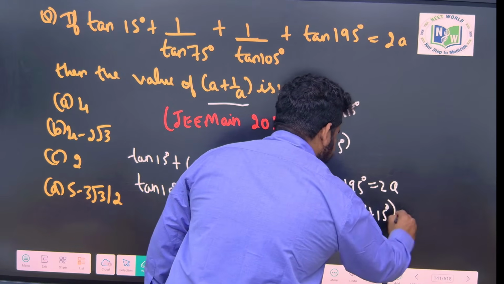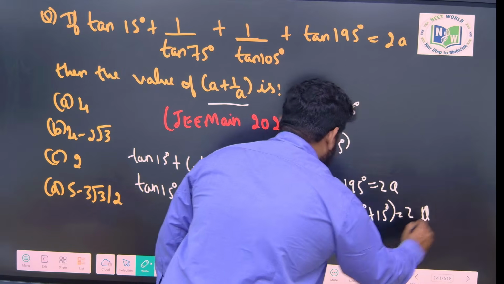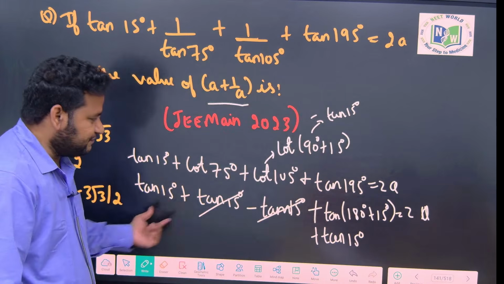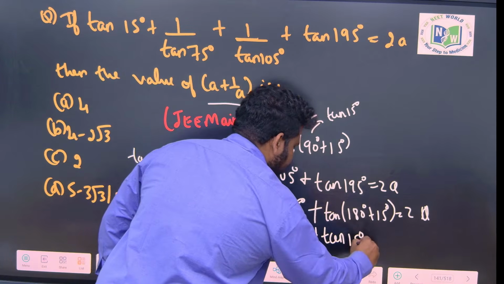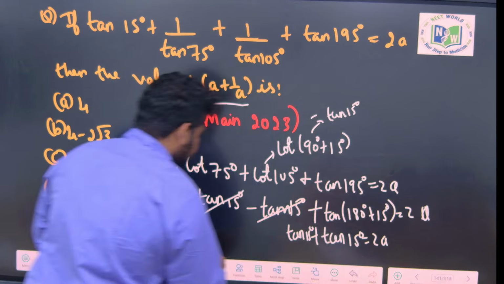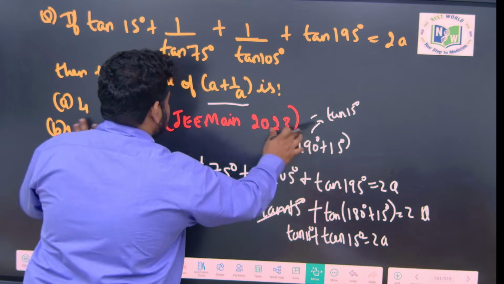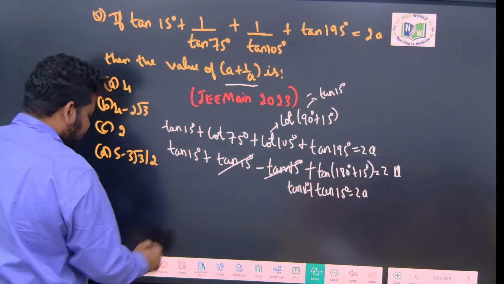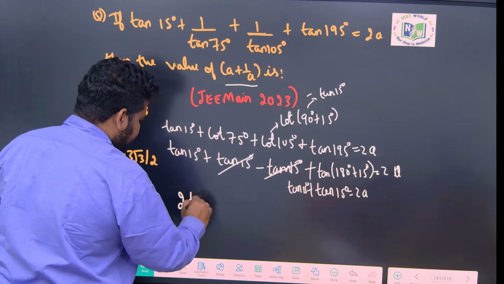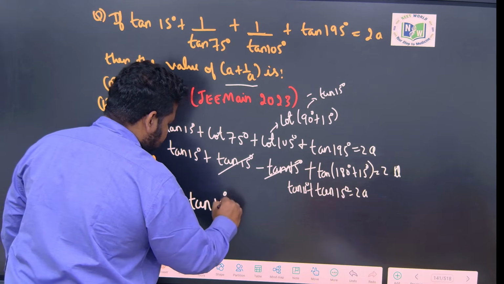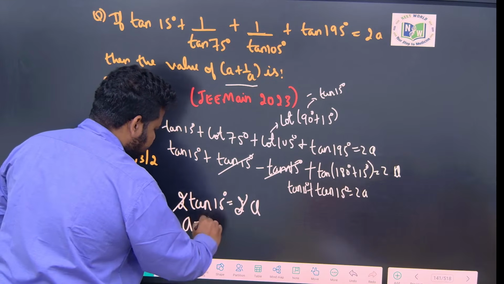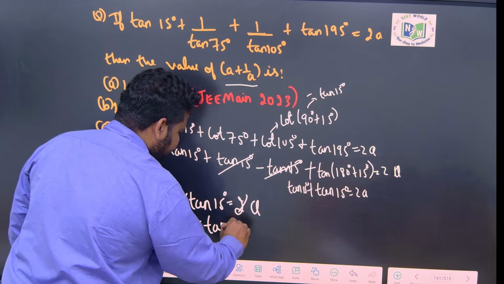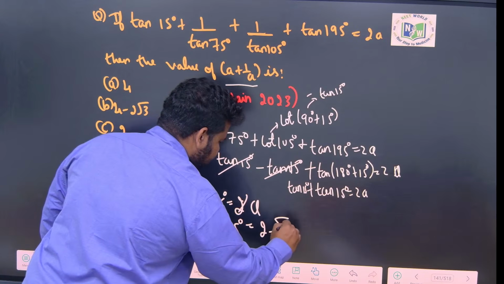So I am having this equal to 2a. Please don't forget, here also tan 15 is there. Tan 15 plus tan 15, that is 2 tan 15, is equal to 2a. 2 tan 15 degree is equal to 2a. What can I do? 2 I can cancel. So a is equal to tan 15 degree. What is the value of tan 15 degree? 2 minus root 3.